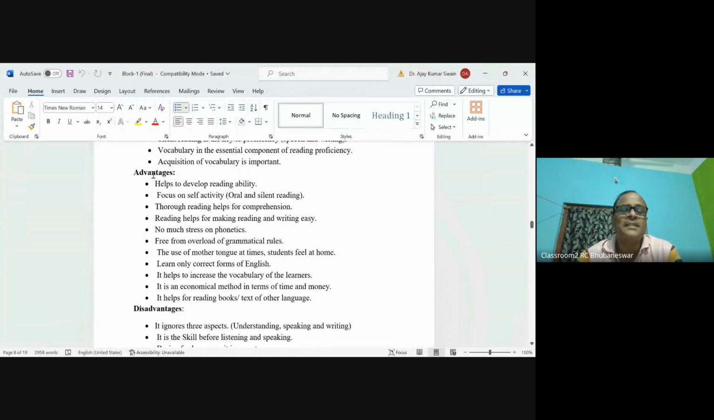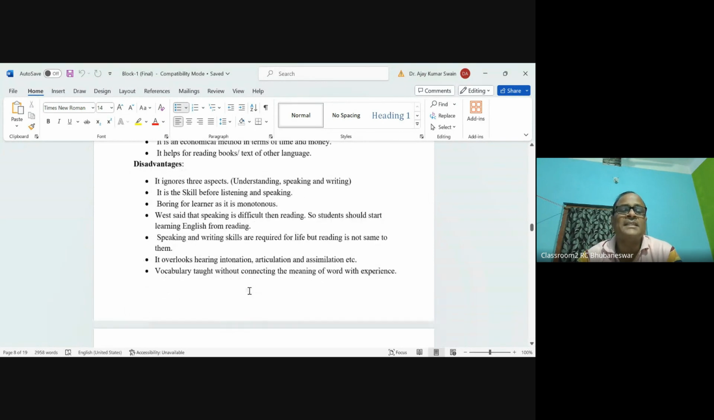These are the advantages. Like helps to develop reading ability, focus on self activity, that is oral and silent reading. Through reading helps for comprehension, reading helps for making reading and writing easy, no much stress on phonetics, free from overload of grammatical rules, the use of mother tongue at a time students feel at home, learn only correct forms of English. It helps to increase the vocabulary of the learners. It is an economical method in terms of time and money. It helps for reading books, text of other language also. Certain disadvantages are also there.